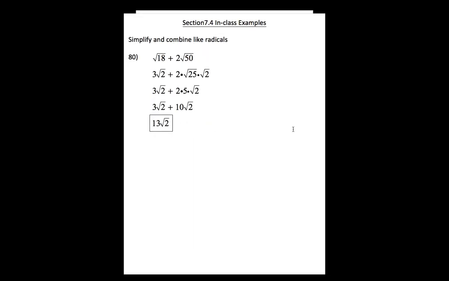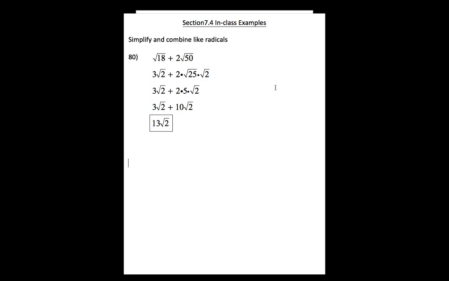And when we simplify these radicals, the square root of 18 simplifies to be 3 times the square root of 2, or the square root of 9 times the square root of 2. This 2 times the square root of 50 simplifies to be 10 root 2, or 2 times the square root of 25 times the square root of 2, which is 2 times 5 times root 2, or 10 root 2.